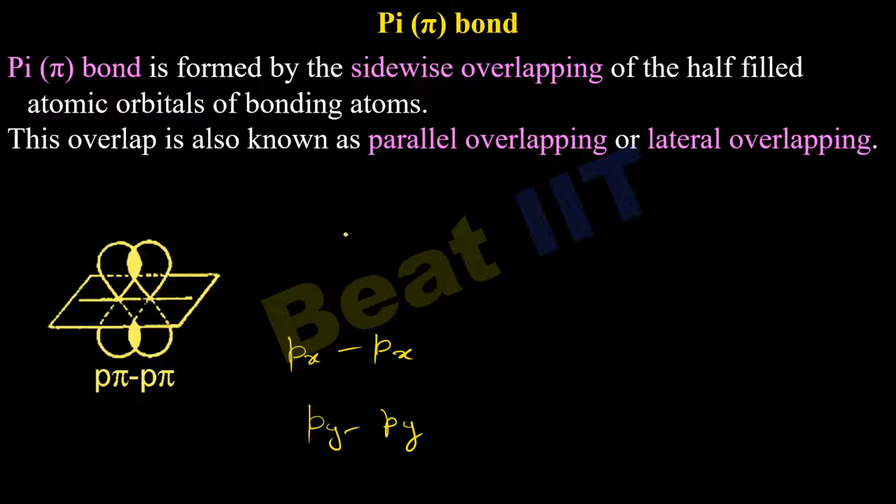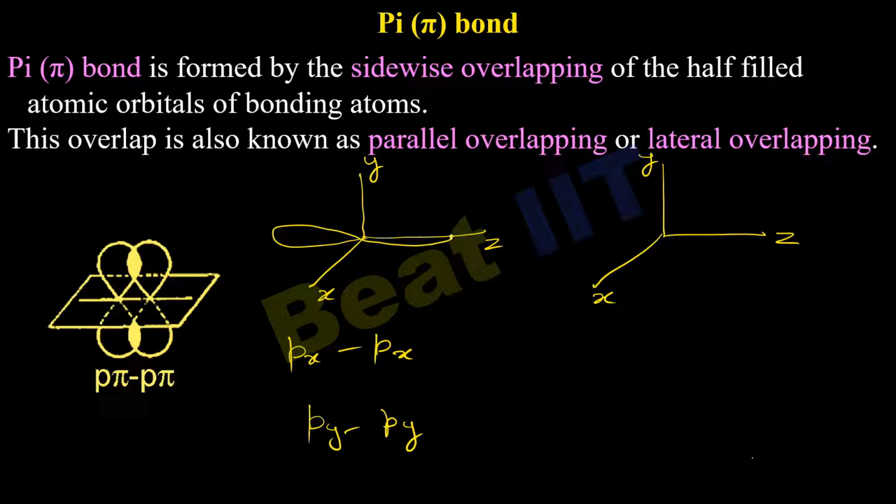So if I have one atom and a second atom, this is the z-axis, this is the y-axis, and this is the x-axis. If I have a p orbital along the z-axis, it will be pz, and here also I have a p orbital along the z-axis, it will be pz. When they come closer, this will be head-on overlapping, meaning sigma.